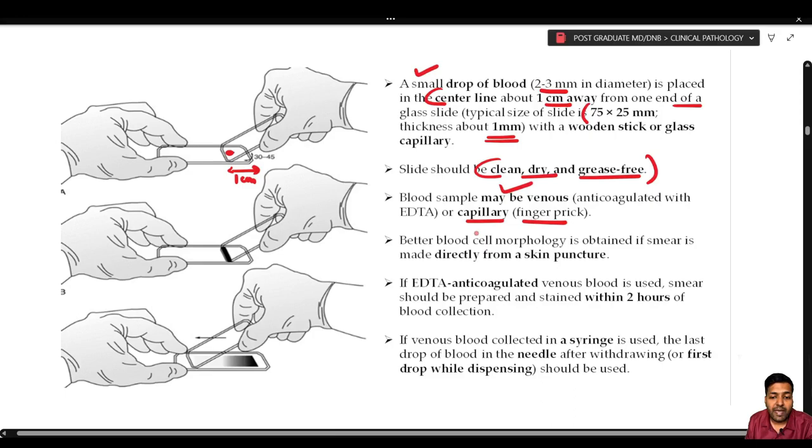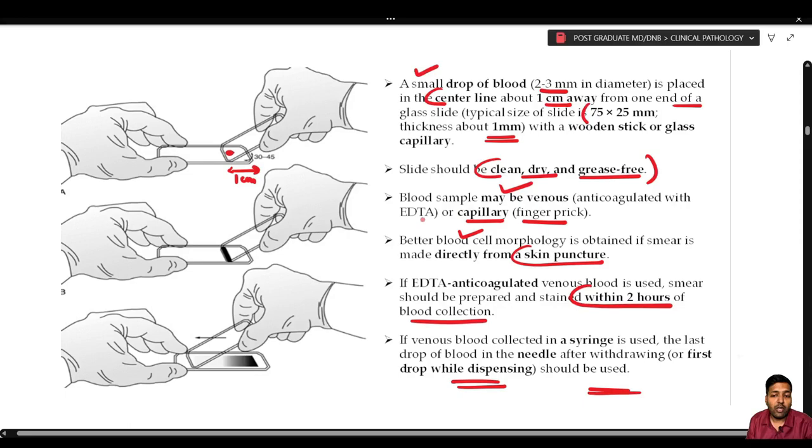Remember, if you want to study the morphology of particular cells, it is best to obtain the sample from the finger prick, directly from the skin puncture. So better blood cell morphology is obtained if the smear is made directly from the skin puncture. If EDTA anticoagulated venous blood is used, the smear should be prepared and stained within 2 hours of blood collection. If venous blood collected in a syringe is used, the last drop of blood in the needle after withdrawing, or the first drop while dispensing, should be used for making the peripheral blood smear.